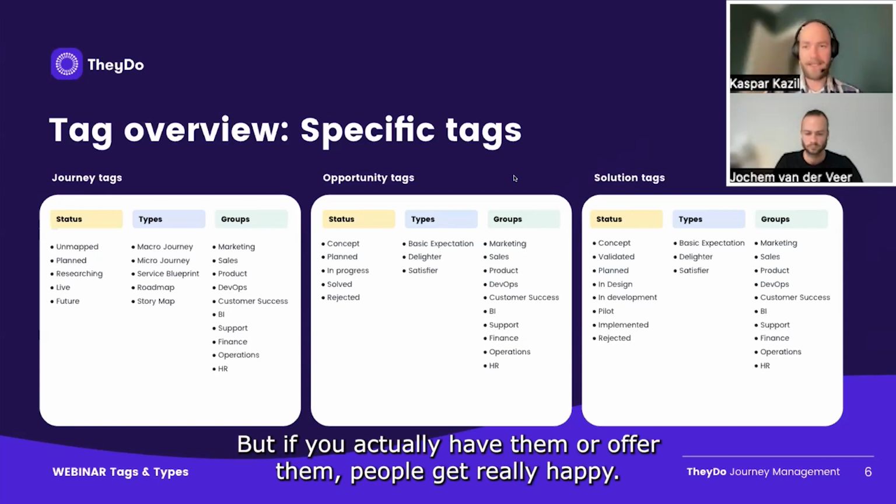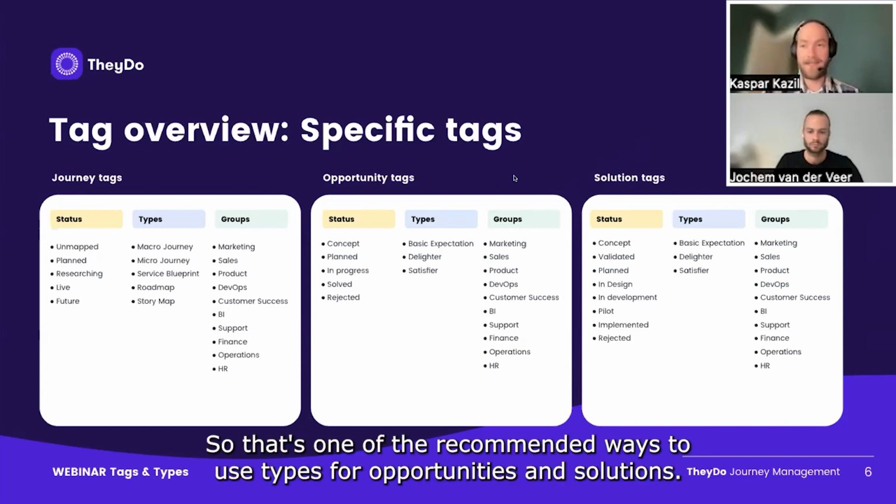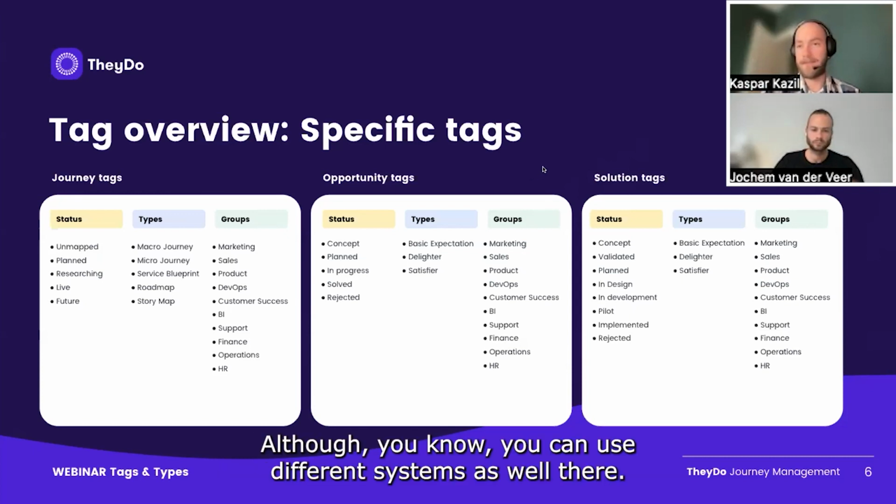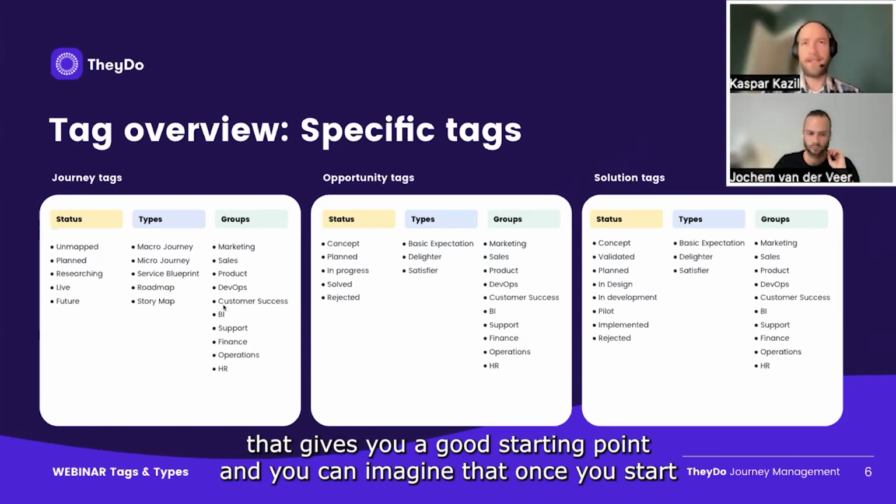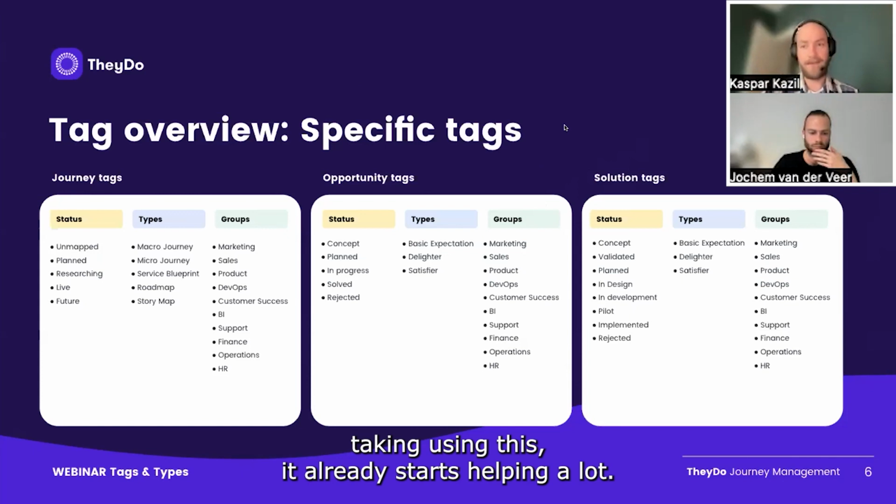But if you actually have them or offer them, people get really happy. So that's one of the recommended ways to use types for opportunities and solutions. Although, you can use different systems as well there. But yeah, that gives you a good starting point. And you can imagine that once you start tagging using this, it already starts helping a lot.